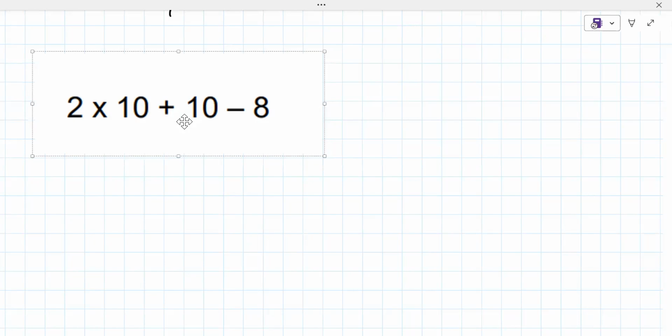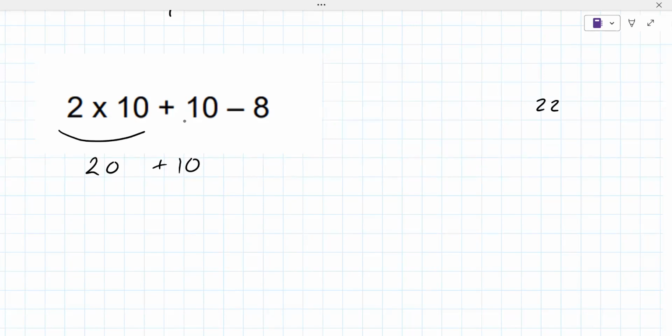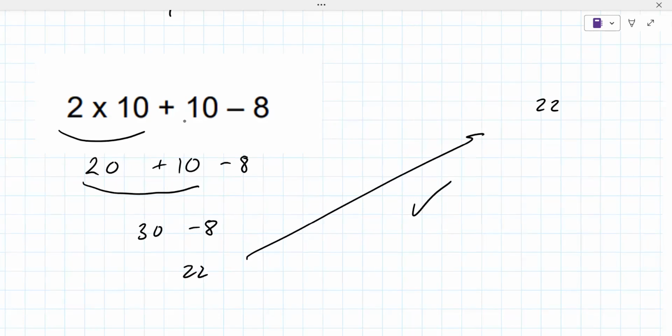22. Your answer is 22. Okay, let's take a look at that. 2 times 10 is 20, plus 10 minus 8. That's 30 minus 8, which is 22. Very good. Okay. Where this gets more complicated is when you have multiple things going on here.